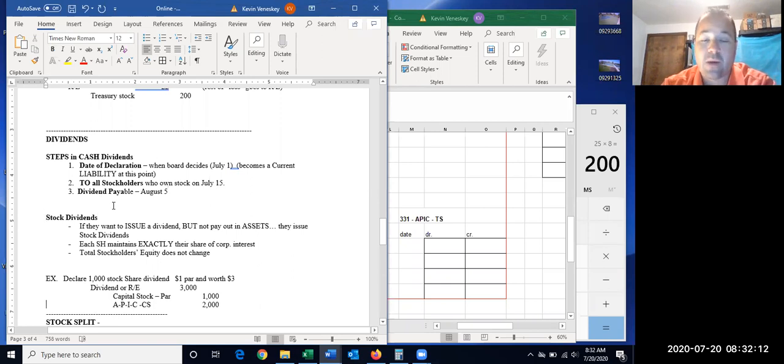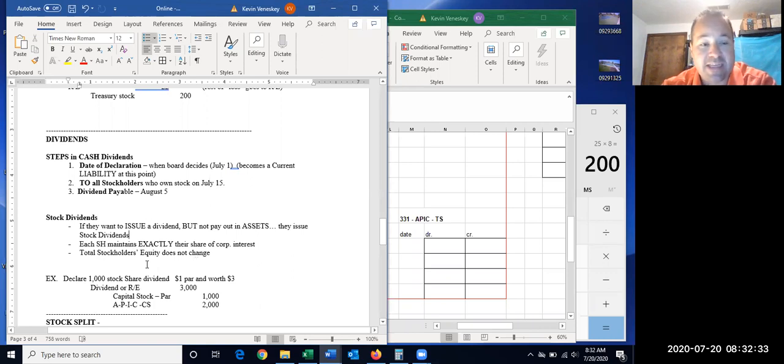Stock dividends: if a company is kind of low on cash, they can still give out dividends. It's just not cash. It's just giving your owners more stock. And that's good if the owners decide to sell, because when they sell their stock, they're going to get money that way through the selling of the new stock that they have.